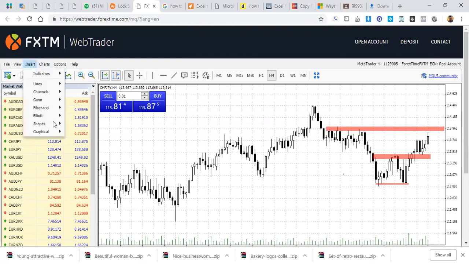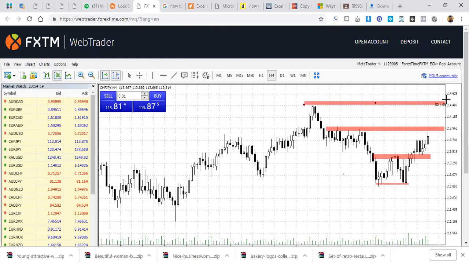Then the next one, this is simple, guys. This is very simple. It will be right above here. So I'm expecting us to push above here, then maybe retrace a bit and then push above again.